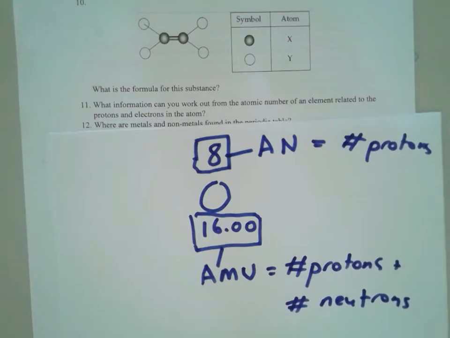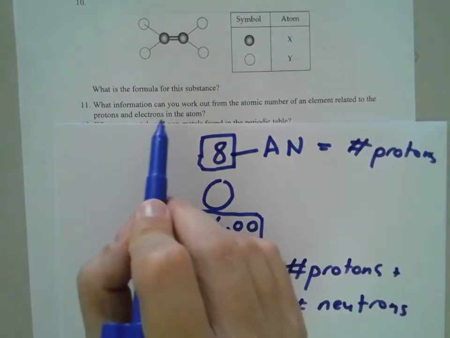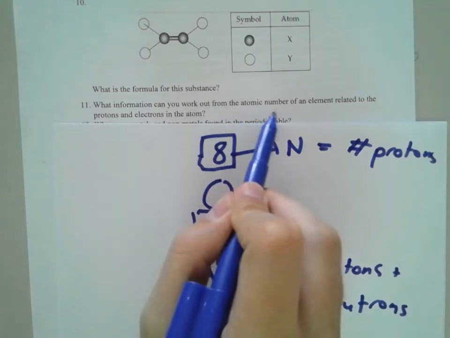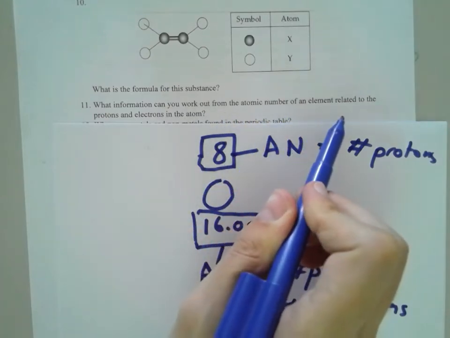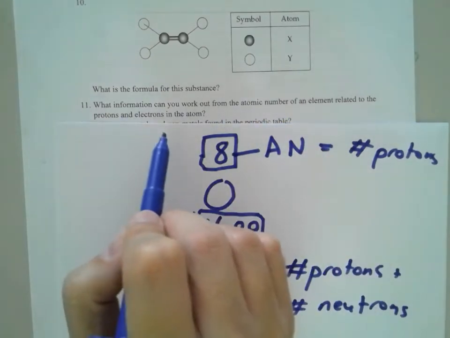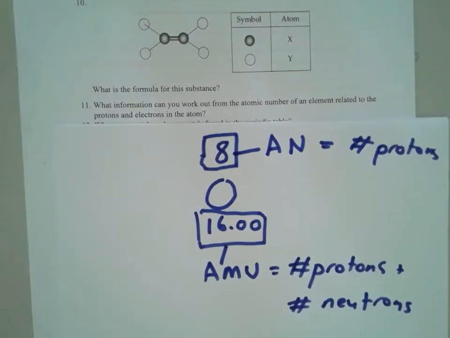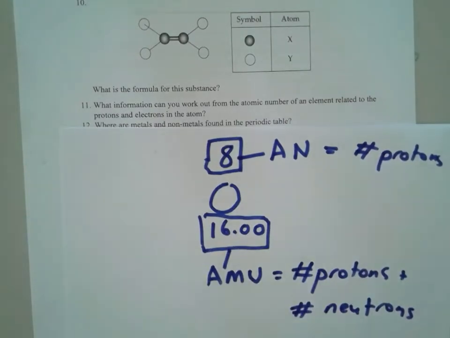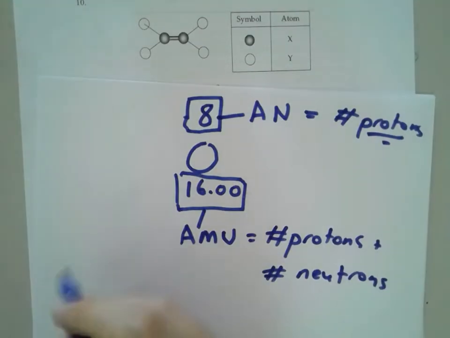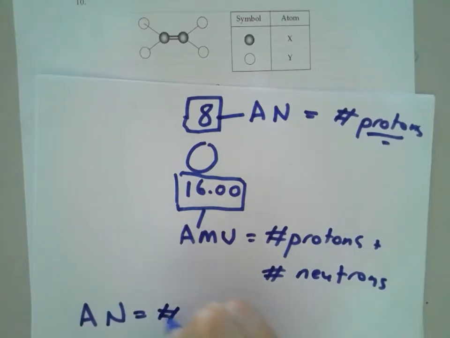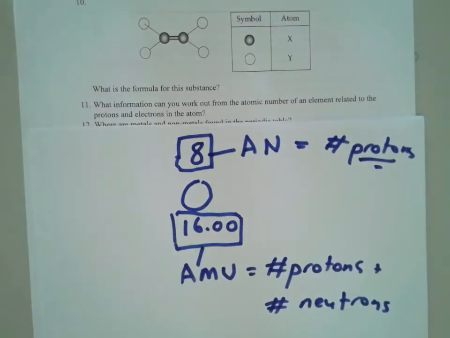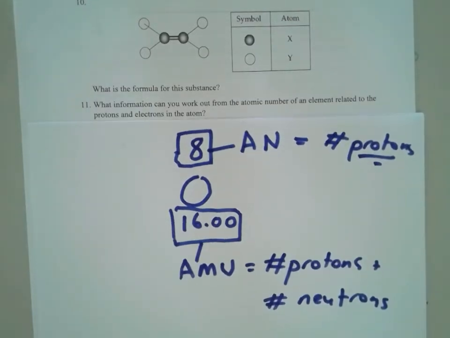So coming back to the question, what information can you work out from the atomic number of an element related to protons and electrons in the atom? So the atomic number already tells us the number of protons. So atomic number equals number of protons. So we kind of answered half of the question there. But the second part of the question is asking us about the electrons.